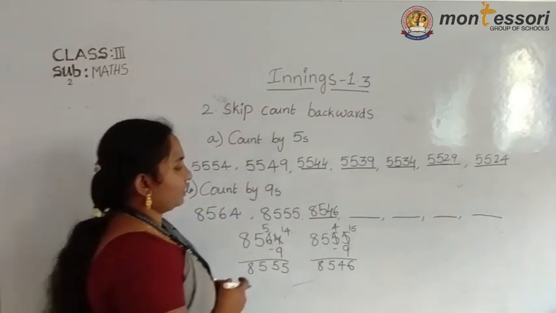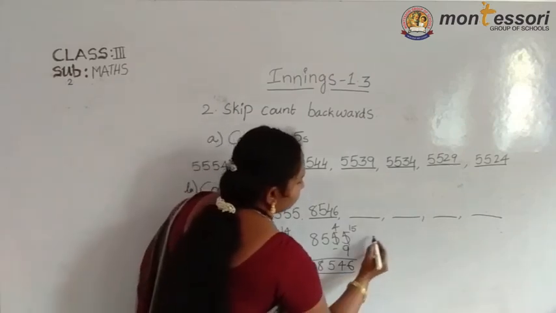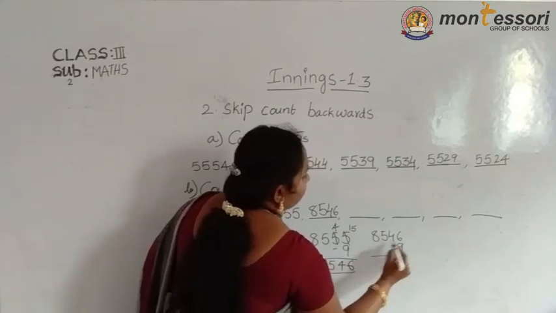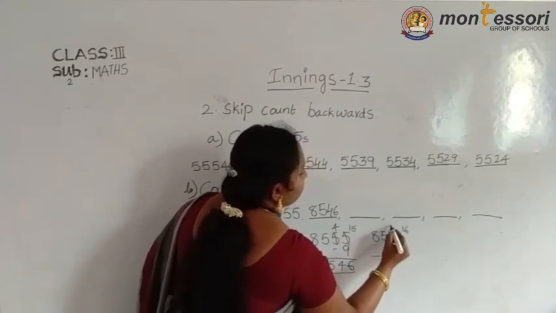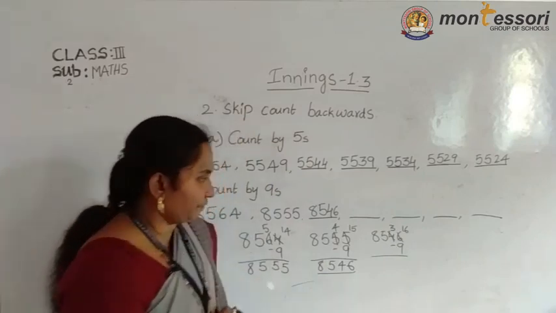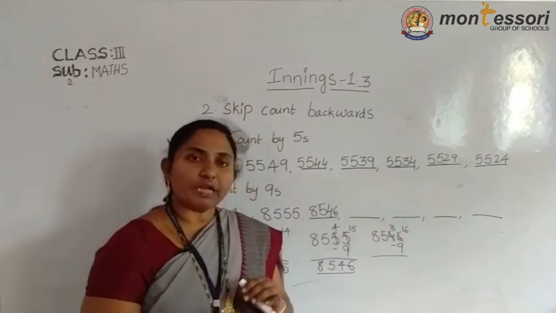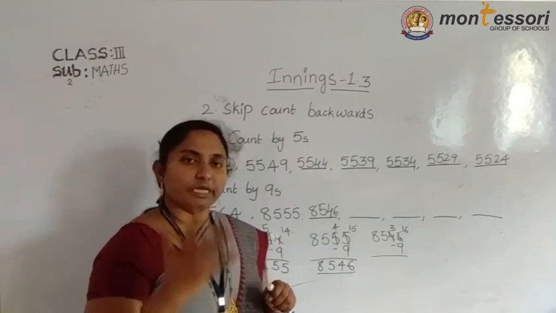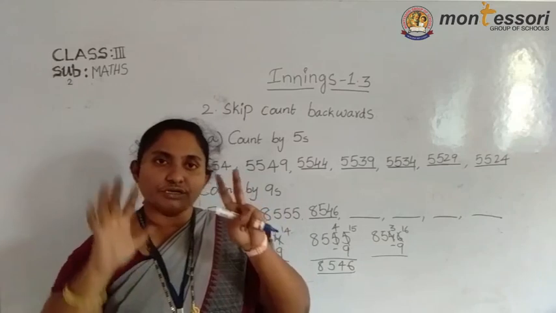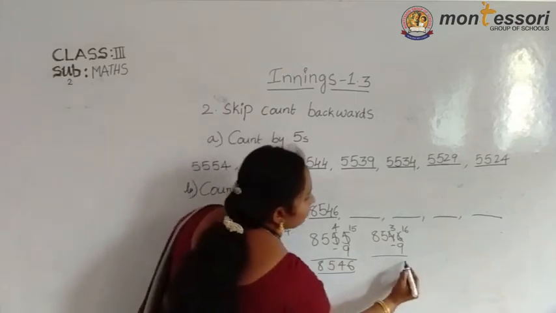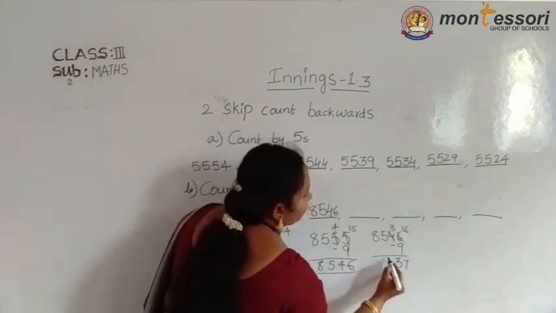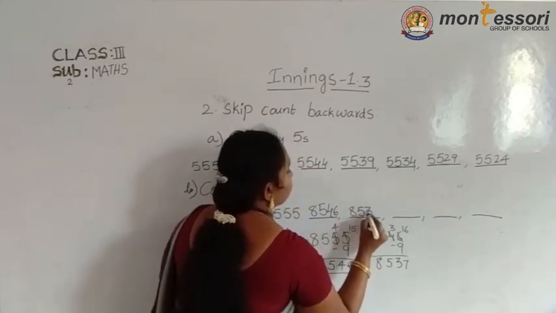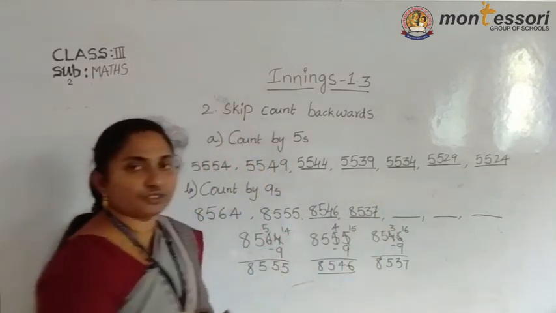8546. Next one, again this number I am taking here: 8546 minus 9. Again 6 changes into 16, 4 goes to 3. 16 minus 9. After 9: 10, 11, 12, 13, 14, 15, 16. Total 7. Here 3, 5, 8. 8537. Okay, understood?